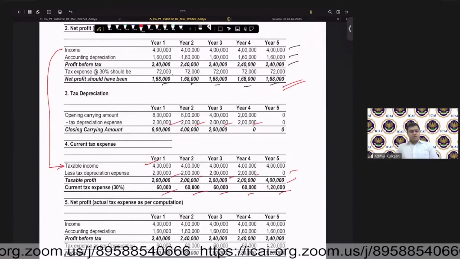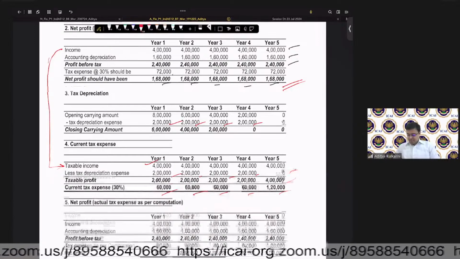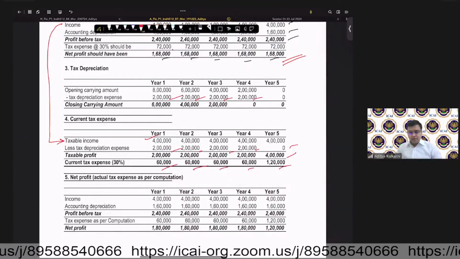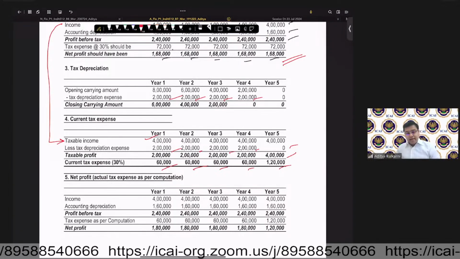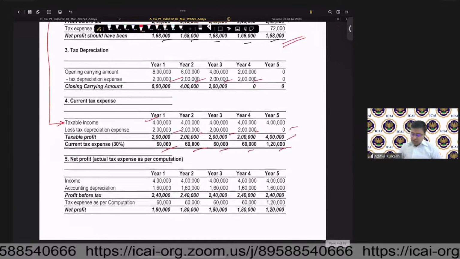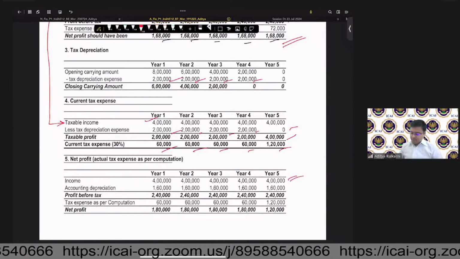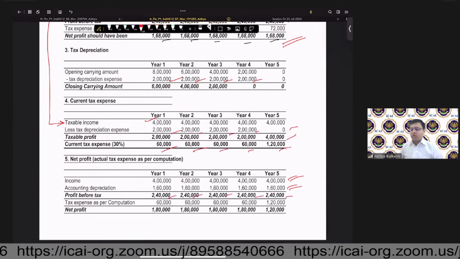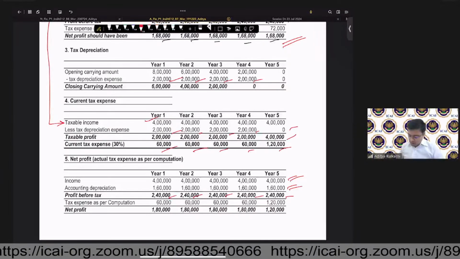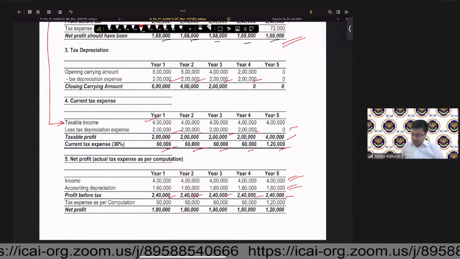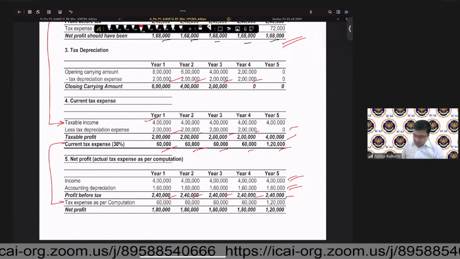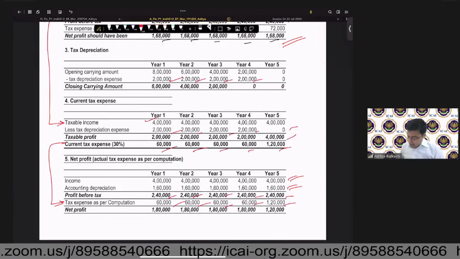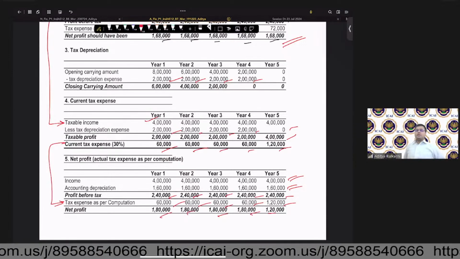Yes. Is it clear? Is it clear till now? Yes. All right. So now when you look at the net profit actual, it looks something like this. This is your income. This is your depreciation. Profit before tax, 2,40,000 in each year. Tax expense as per computation, this one: 60, 60, 60, 60, 120. So net profit is this much.